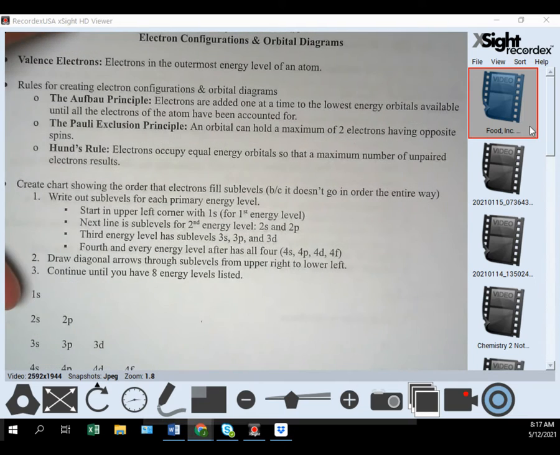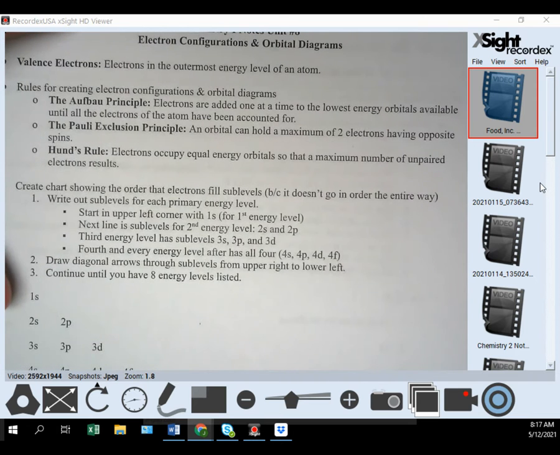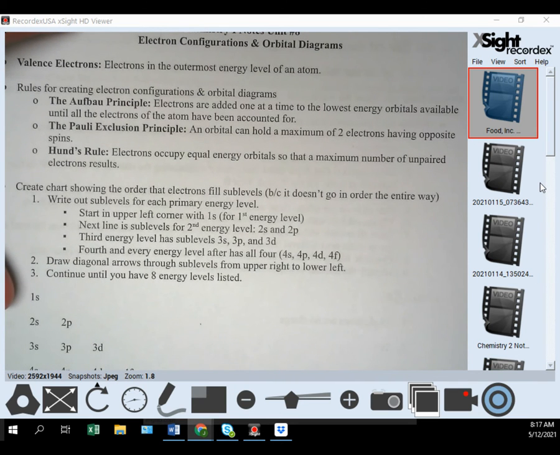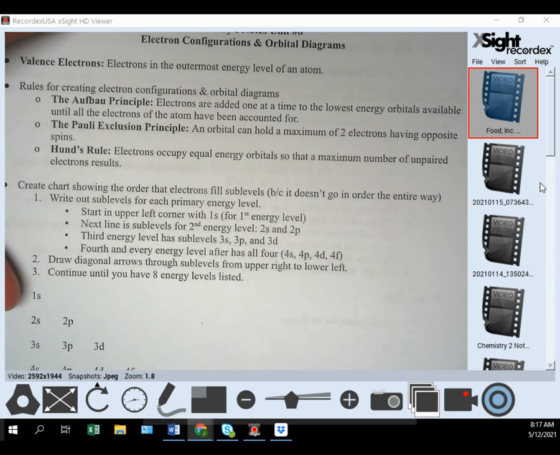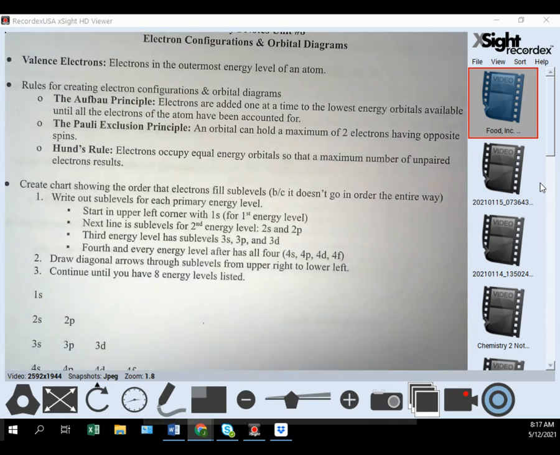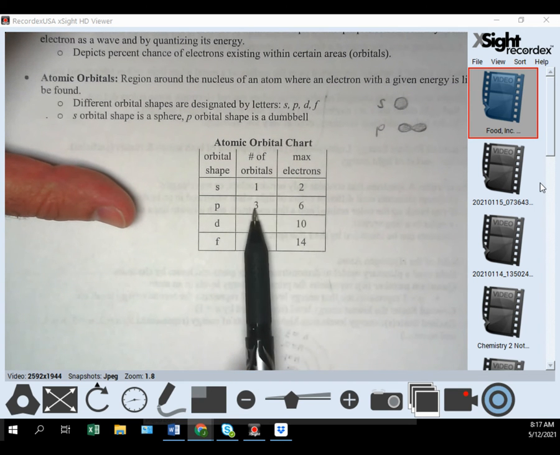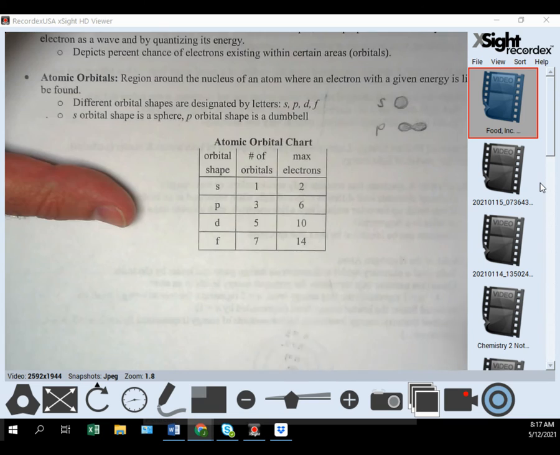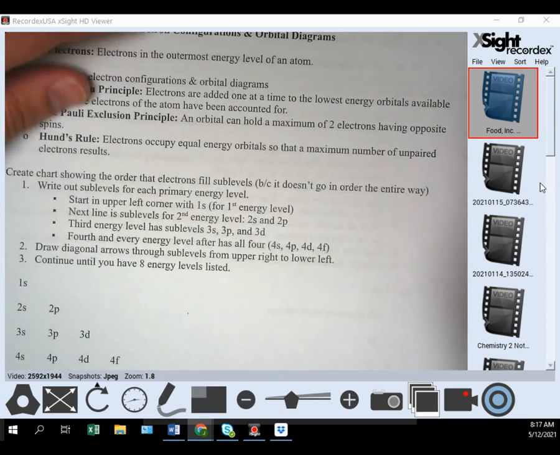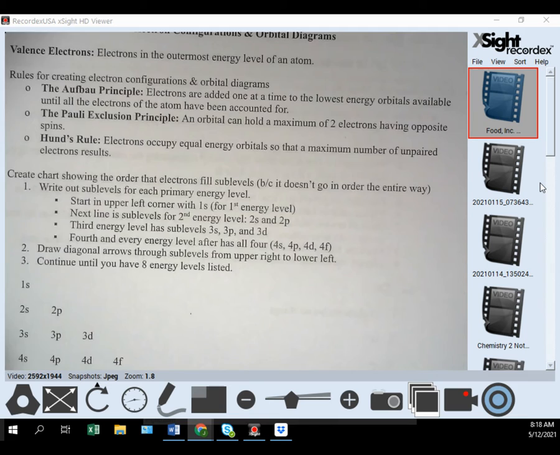Next is the Pauli exclusion principle, which says an orbital can hold a maximum of two electrons, and those electrons will have what are called opposite spins. Remember, orbitals are the areas in which you're likely to find an electron. So when we look back at the notes from yesterday, each orbital can hold a maximum of two electrons. If you have one orbital, you can have a maximum of two electrons. If you have three, two each, you can hold six. Five, two each, 10. The opposite spin thing, you just need to know that they have opposite spins. It's the terminology they use to describe a certain property of electrons.